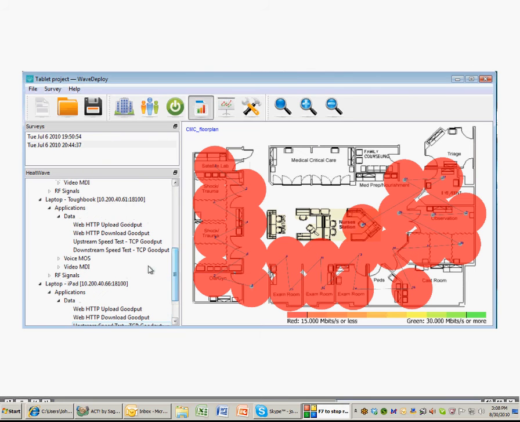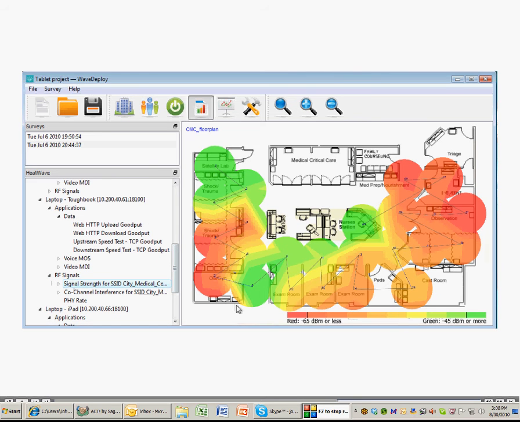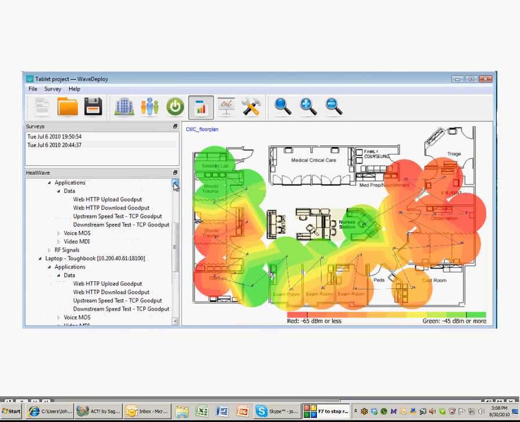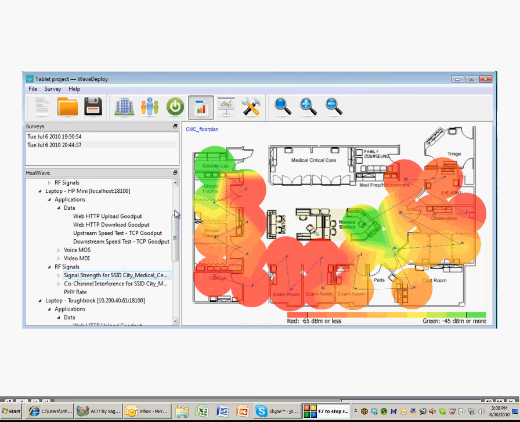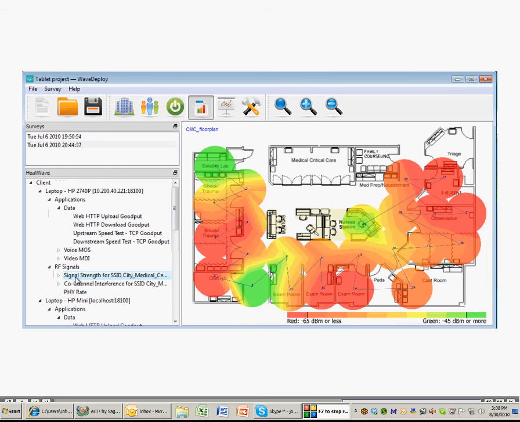Can WaveDeploy measure RSSI measurements? Yes, indeed, it can, using the real NIC card installed. For example, for the Toughbook, we measure RSSI values, and here we set the service level agreement to be a desired value of negative 45 dBm and a minimum acceptable value of negative 65. Here is what the HP Mini would have seen. And finally, here is what would have been seen by the HP 2740.